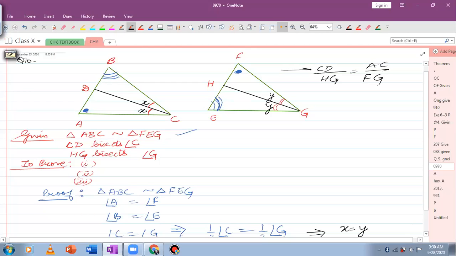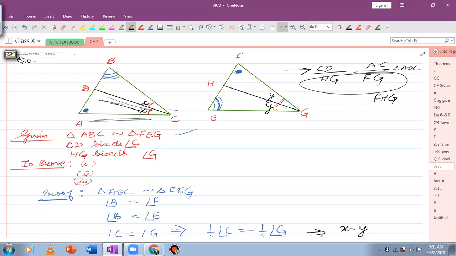Identify to which triangle the sides in the numerator belong, CD and AC. So CD and AC are actually the sides of triangle ADC, and the sides in the denominator belong to triangle FHG. So we are trying to prove these two triangles similar. And if you look in the diagram, I think you can tell. How would the two triangles be similar?